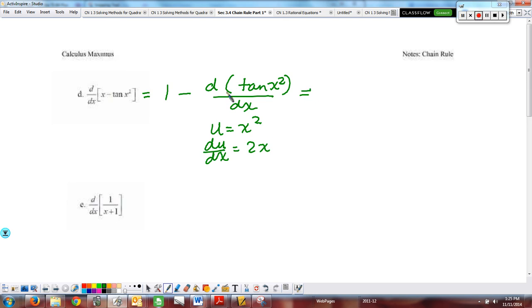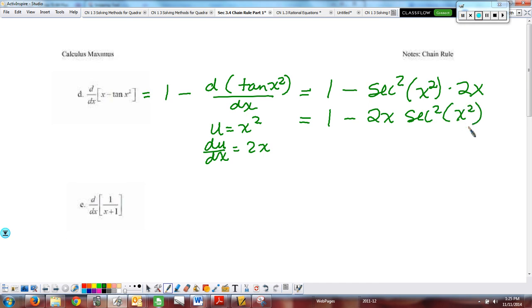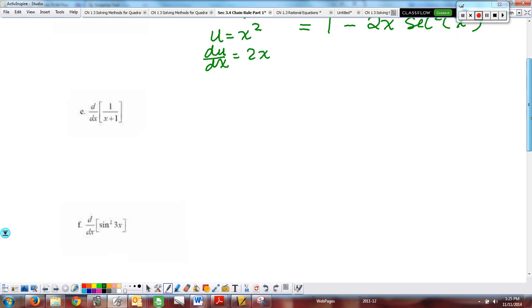So therefore, when I go to take the derivative of this, don't forget your 1 minus, the derivative of, now I'm going to ignore the inside and go, I need the derivative of the outside, tangent of u. The derivative of tangent is secant squared of u, which is x squared, times the rate that the inside is changing, which is the 2x. So my final answer, 1 minus 2x secant squared of x squared. All right? And so you can kind of see how this works.